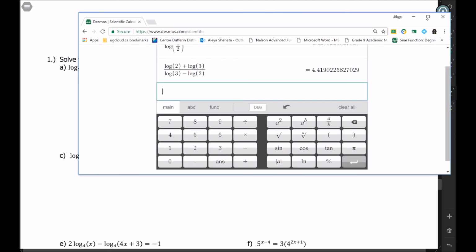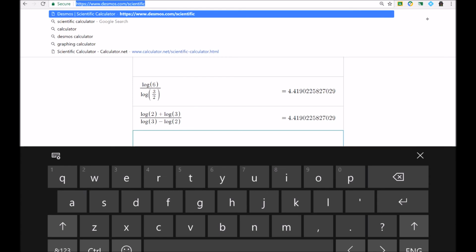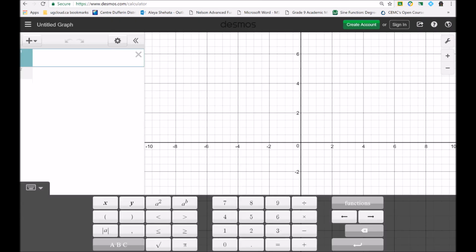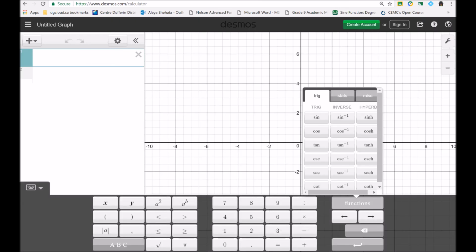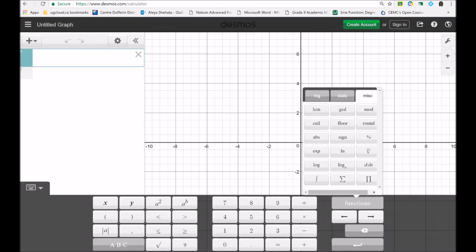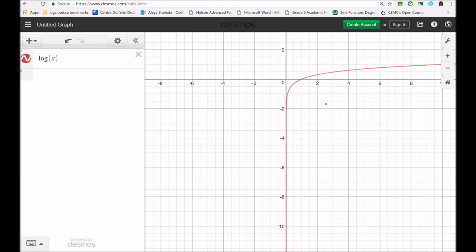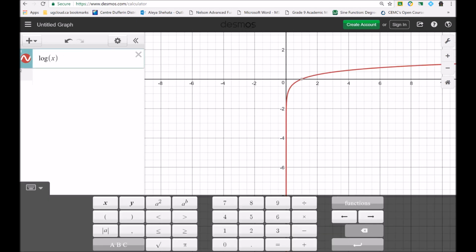So if I were to take a look at Desmos and see what it looks like if I graph out a logarithmic function right here, I'm going to go to functions and type in log. This is log base 10, but you can do any log you want. If you remember, our domain is restricted to all values greater than 0, and it does not matter what our base is.